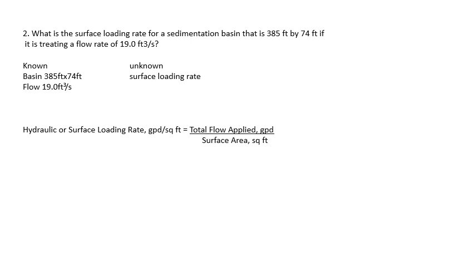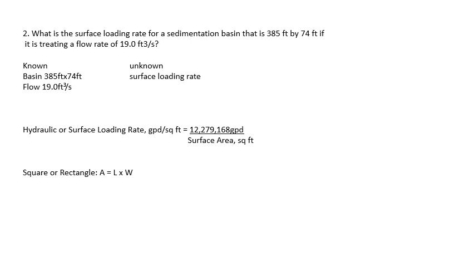Again, your flow is in gallons per day, so we need to convert cubic feet per second to gallons per day. This time I went ahead and did the math of 86,400 seconds per day. So 19 cubic feet per second times 86,400 seconds in a day. Now we need to get cubic feet to gallons. There are 7.48 gallons in a cubic foot. So you multiply. You get a total flow of 12,279,168 gallons per day. Go ahead and plug that into your formula.